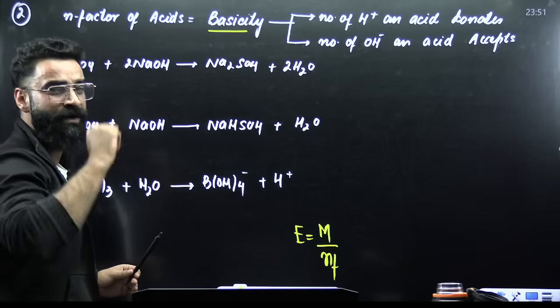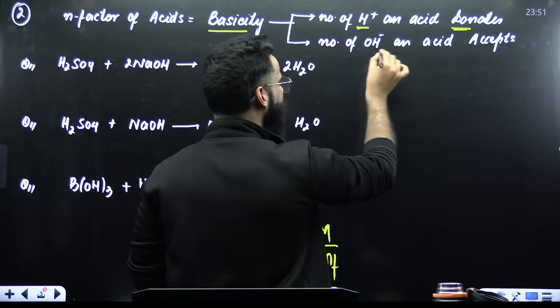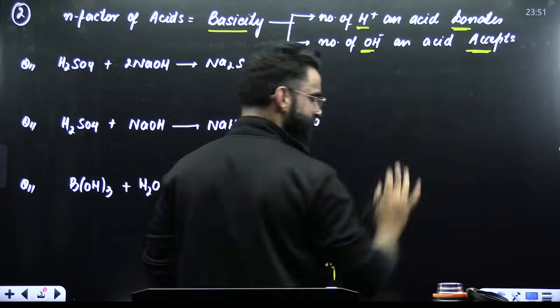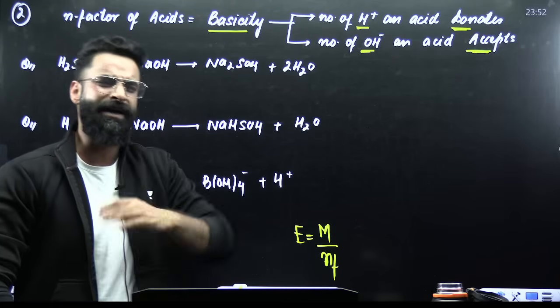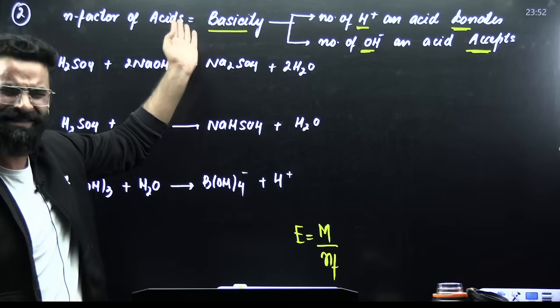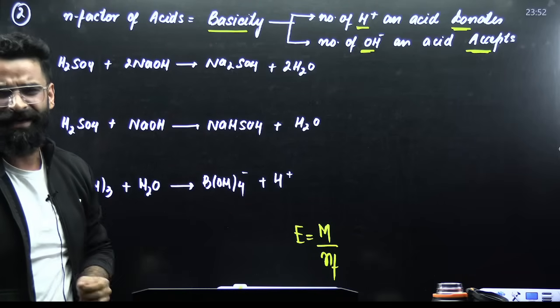And basicity you are going to define in two ways. Number of H positives an acid donates, or number of OH negatives an acid accepts. That defines the basicity of the acid. And whatever is going to be the basicity of the acid, that's what you call the N factor of the acid.